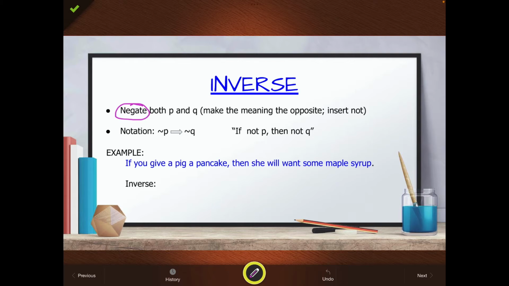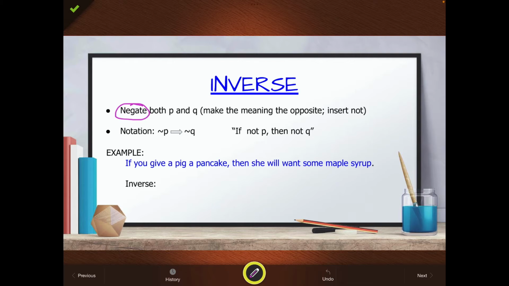Okay, so negate, a lot of times you can just put the word not into your sentence, but sometimes you have to be careful of that, so that you don't have a double negative. So you don't say something like I'm not unhappy. So again, the symbolic notation, that's what it would look like. If not P, then not Q. So we go back to our original statement. If you give a pig a pancake, then she will want some maple syrup.